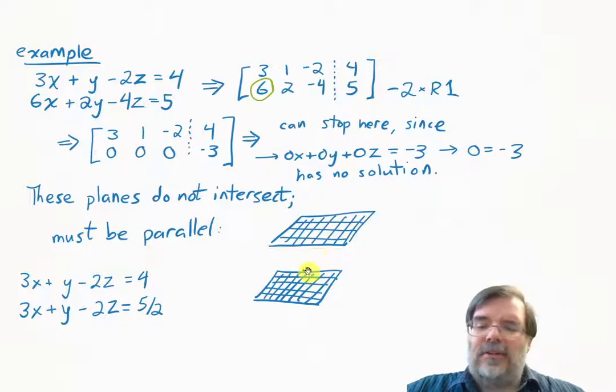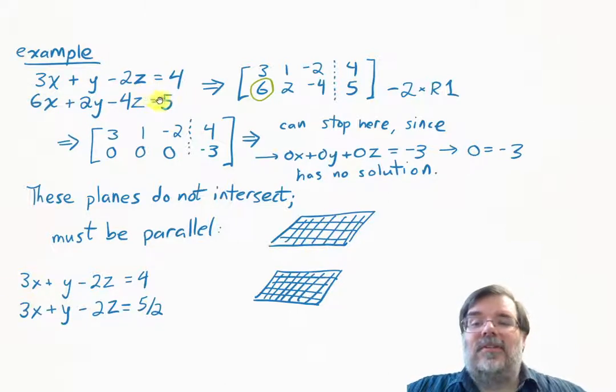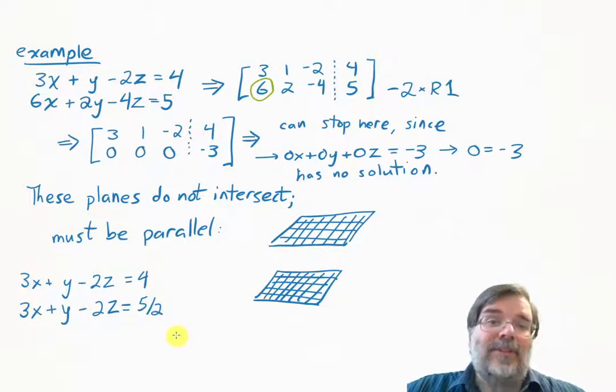Another way to see these are parallel, if you had just started with the second equation and multiplied it by 1/2 right away, you might notice that you get the same coefficients of x, y, and z. So these two planes have the exact same normal vector, the same perpendicular vector to both. And that also tells you that they're going to be parallel, since these are different numbers on the right-hand side, but the same normal vector. It's another way to determine they don't intersect.